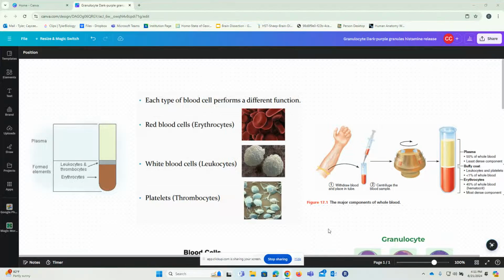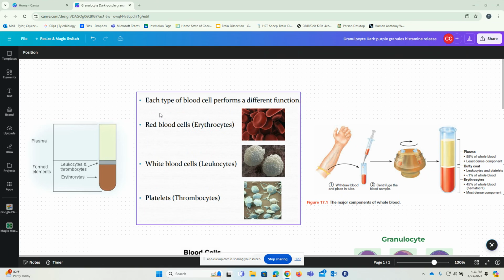All right, let's take a look at whole blood. Whole blood is made up of two main components called plasma and formed elements. Plasma is a fluid in which the formed elements float. The formed elements are the cells: the leukocytes, the thrombocytes, the erythrocytes.